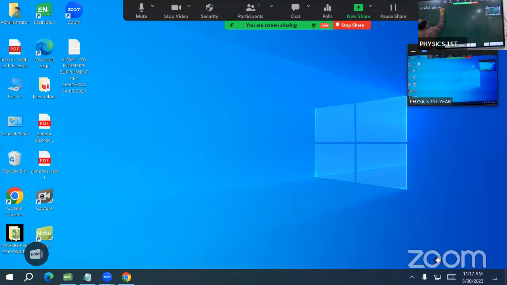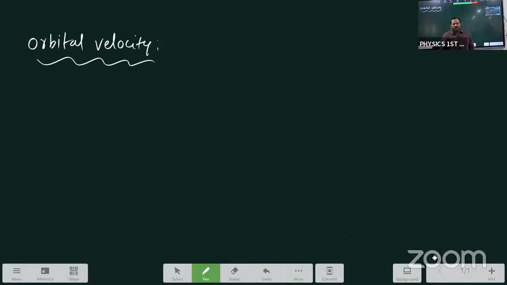Orbital velocity. Define orbital velocity. Derive the expression for orbital velocity. This was a recent annual examination question. There are a total of 4 SAQs in the gravitation lesson: orbital velocity, escape velocity, geostationary satellite, and the last one is Kepler's laws of planetary motion. Out of these 4, you can get 1 SAQ in the upcoming supplementary exam.